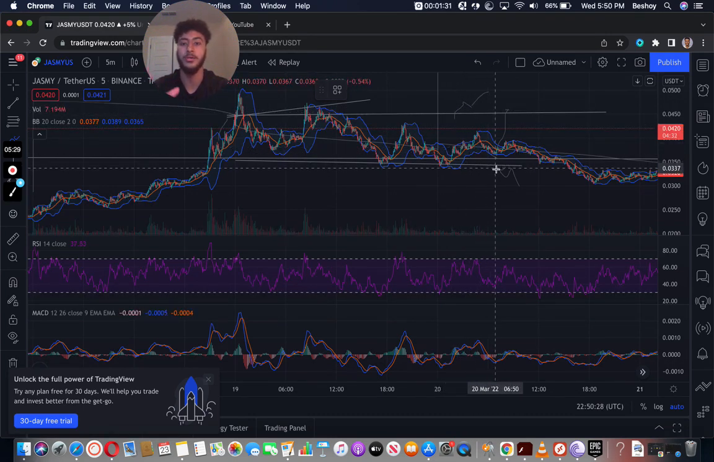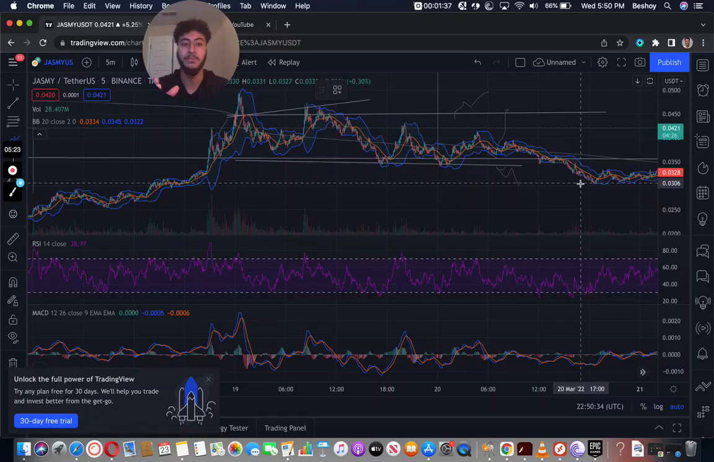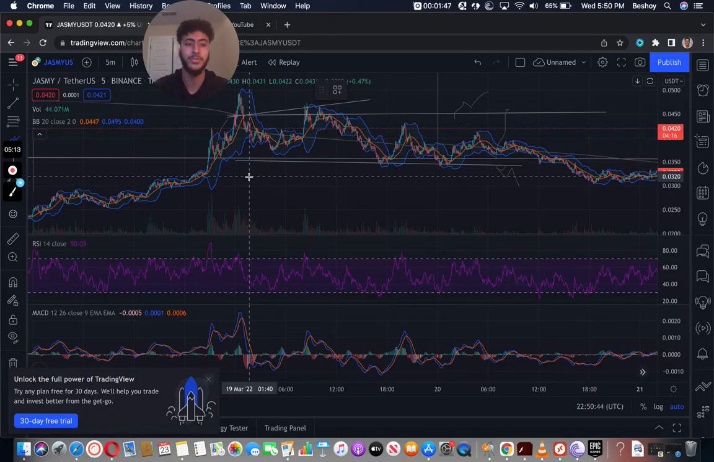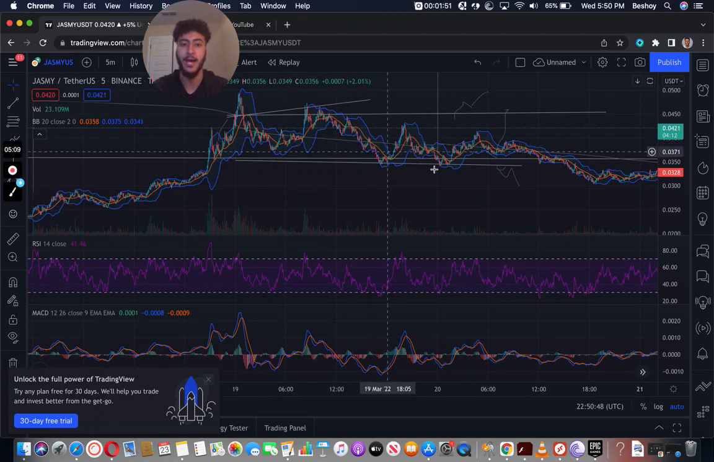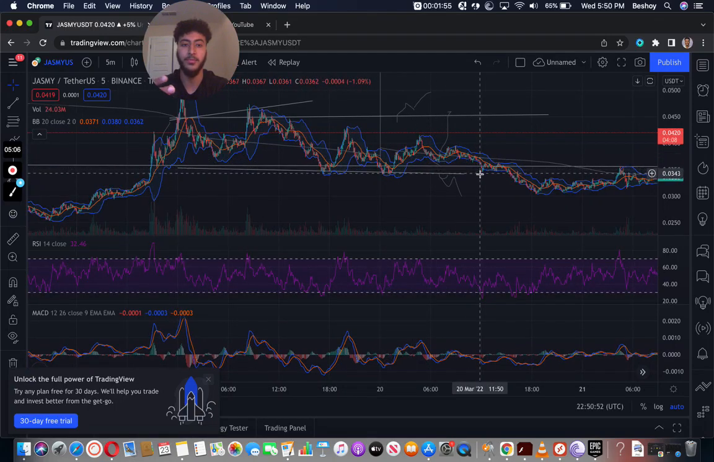I also had another zone marked up, as we can see here, where there was a demand, and unfortunately we did break. As we can see from the drawing, I stated that if it broke this side, we would see a continuous downtrend to these levels, which is about 0.03. So let's scroll to the side and see what happened. Price actually went out of these zones.